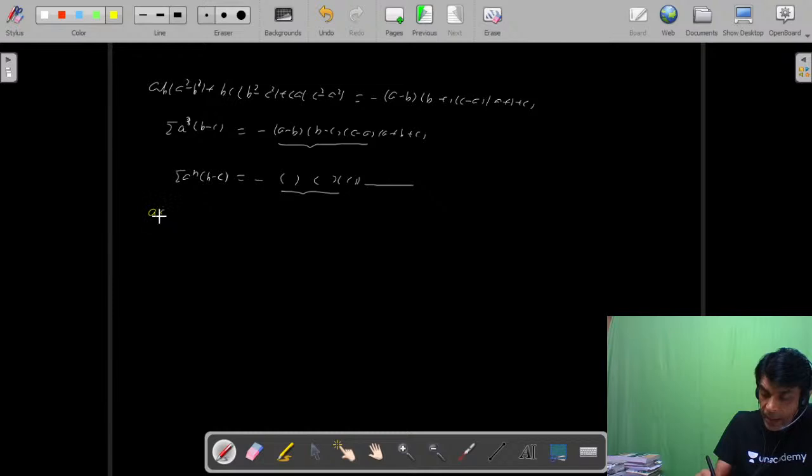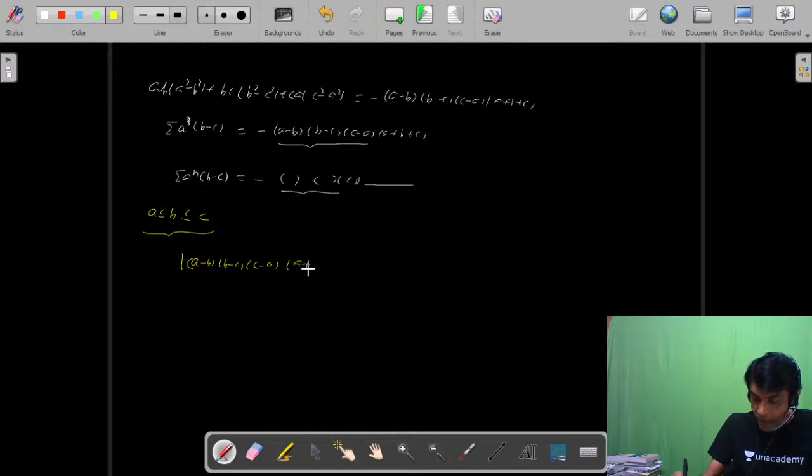So let me write A ≤ B ≤ C. This kind of ordering is important. Our expression was the modulus of (A−B)(B−C)(C−A). We already factored out A+B+C. I want some M such that (A²+B²+C²)² bounds this. That is what I want. If I do this ordering, that takes care of the modulus.